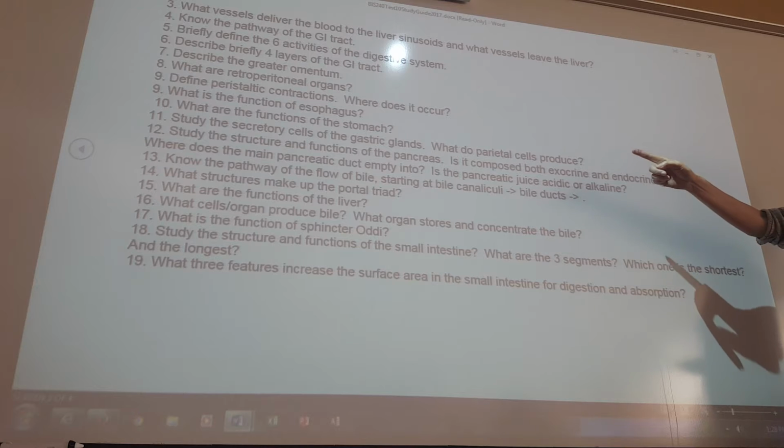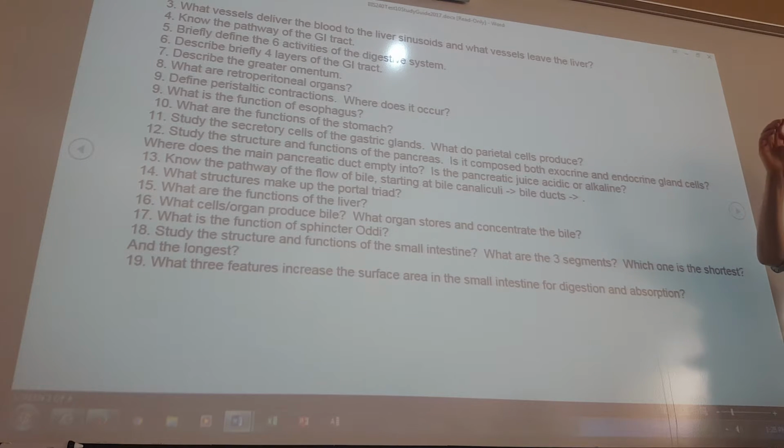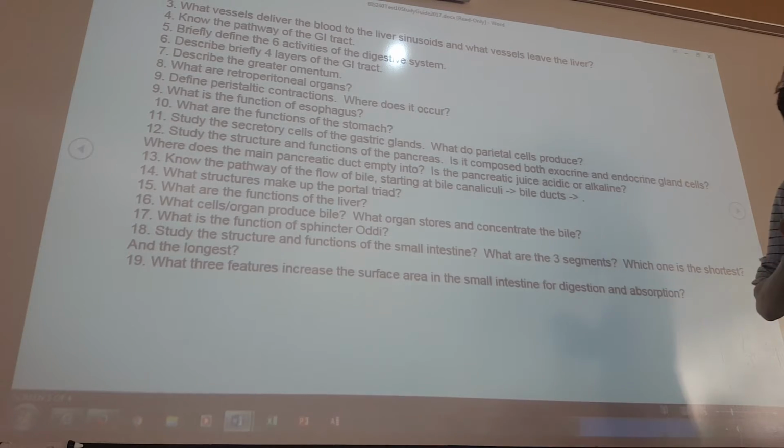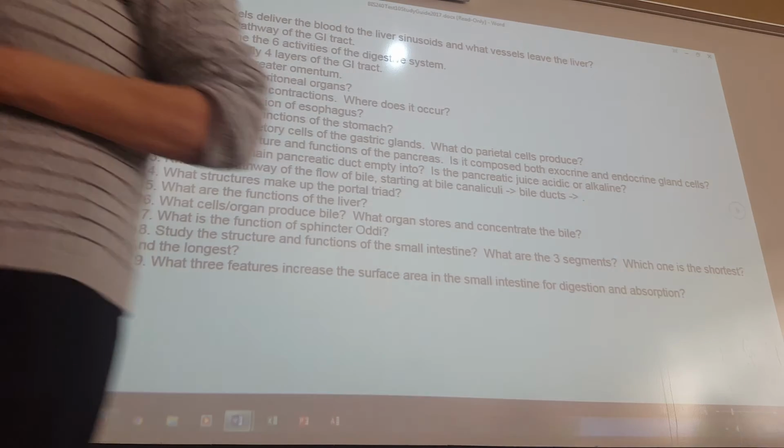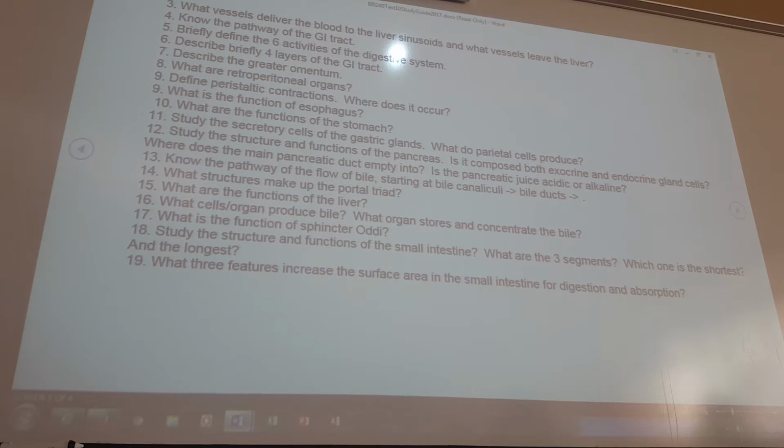One question is about the production from the 4 gastric gland cells: mucus cells, chief cells, parietal cells, G cells. So you need to know which cell secretes what products. I already emphasized that, but you also need to know it, just in case you have them all mixed up, so you have the correct answer. Okay.